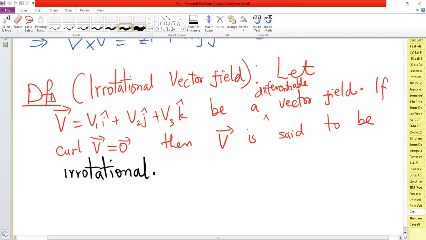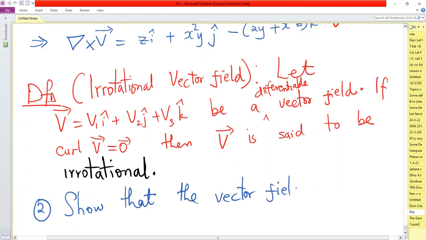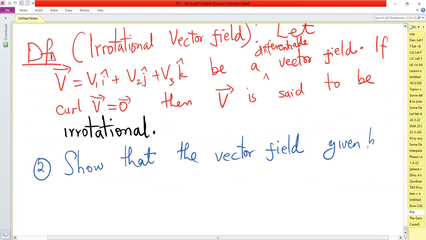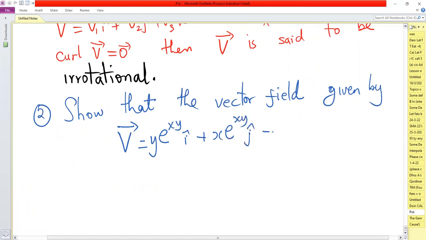Now, this calls for the second example, number 2. Show that the vector field given by V equals y e raised to power xy i plus x e raised to power xy j plus 0k is irrotational.